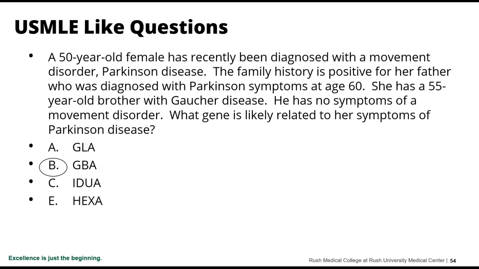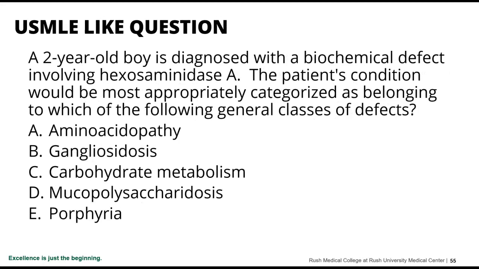So the first one causes Fabry, Gaucher, MPS1, and hexosaminidase A for Tay-Sachs. So, and again, I didn't write this question. I took it out of a book.